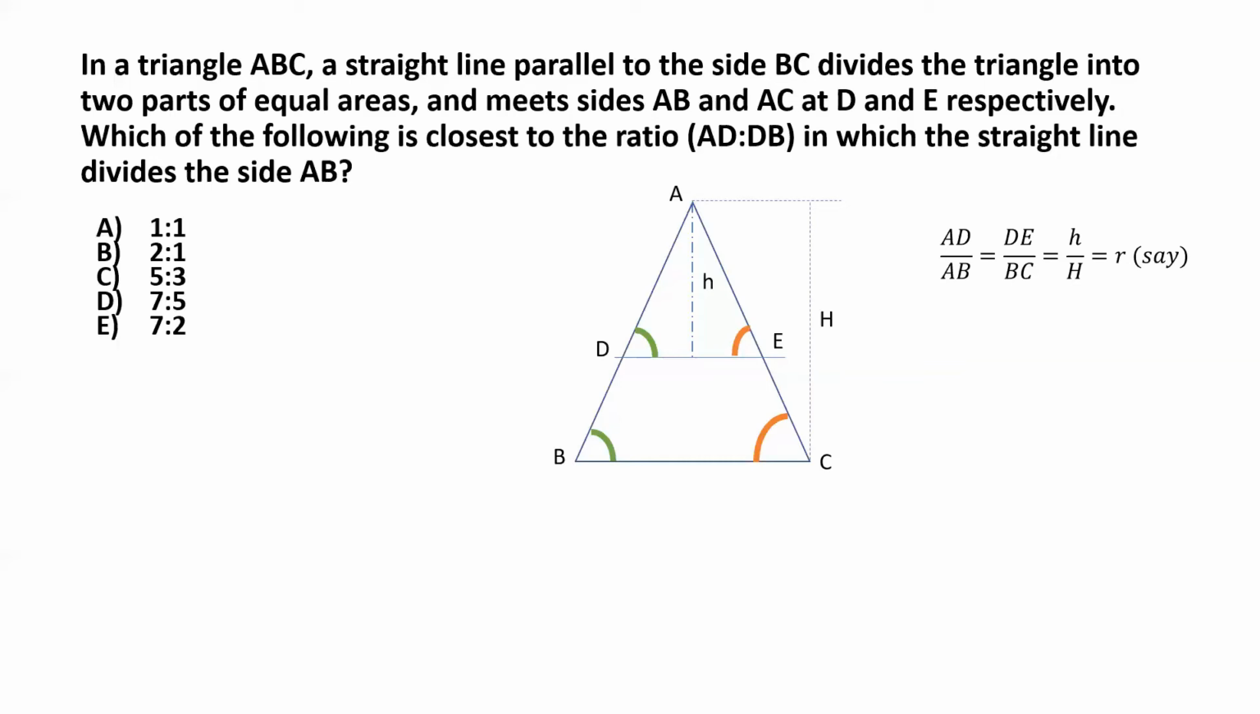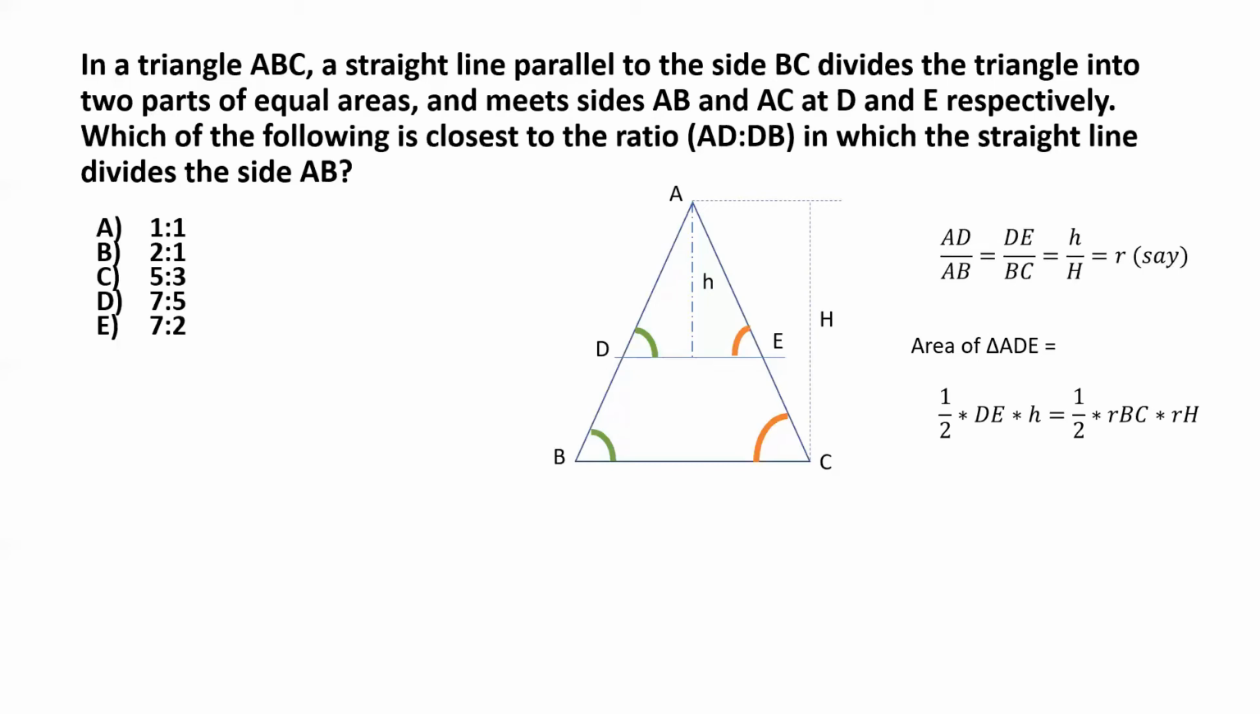So what's the area of triangle ADE? The area of triangle ADE is basically half into its base DE multiplied by the height of the triangle, and this is lowercase h, right? Now, we can express DE in terms of BC from the expression that we wrote, for the fact that the corresponding sides should be proportional. So DE by BC is equal to R, which makes DE equal to R times BC.